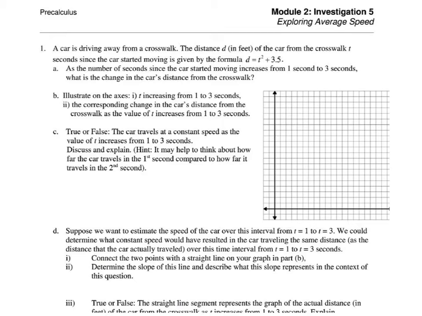Then, subsequent parts ask you to compare the way that the values of d actually change as t moves from 1 to 3 with the way that the car's distance from the crosswalk d would be changing if the car's distance was changing at a constant rate with respect to time.